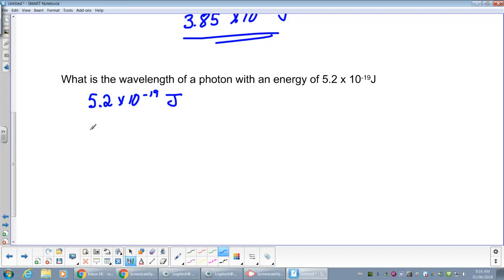Okay, and this time we want to get it into electron volts. So we're going to divide by 1.60 times 10 to the negative 19 joules per electron volt. And that's going to give us how many electron volts we have. So take 5.2, exponent negative 19, divided by 1.6, exponent negative 19, and we get 3.25 electron volts.